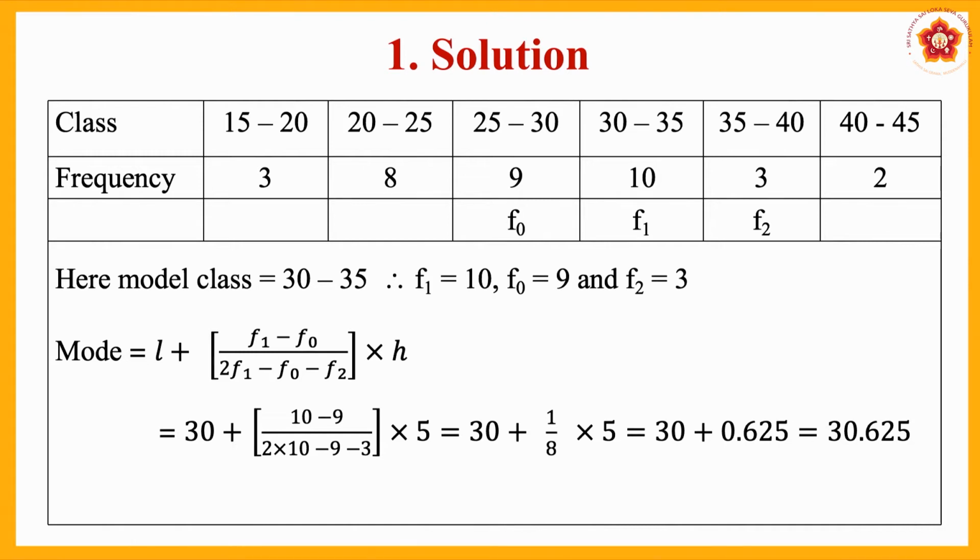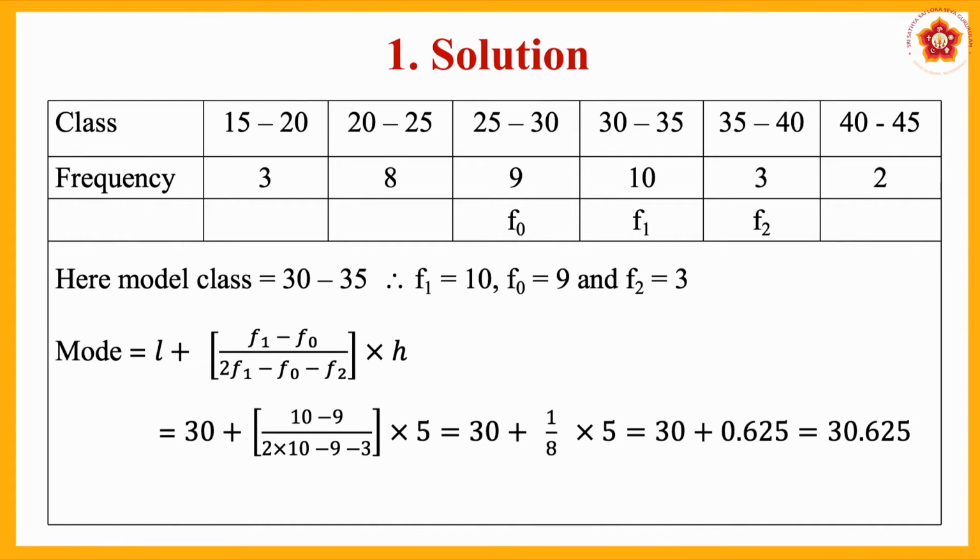The frequency of the modal class is represented by F1. Therefore, F1 is equal to 10 here. Then F0 is the frequency of the class preceding the modal class, that is 9 here. And F2 is the frequency of the class succeeding the modal class, that is 3 here. Therefore, the modal class is 30 to 35, F1 is 10, F0 is 9 and F2 is 3.